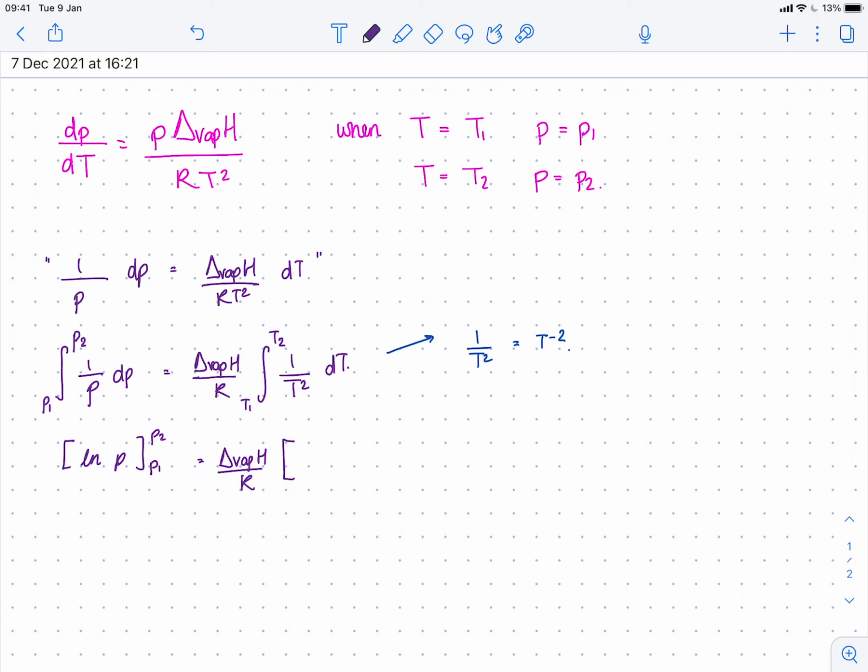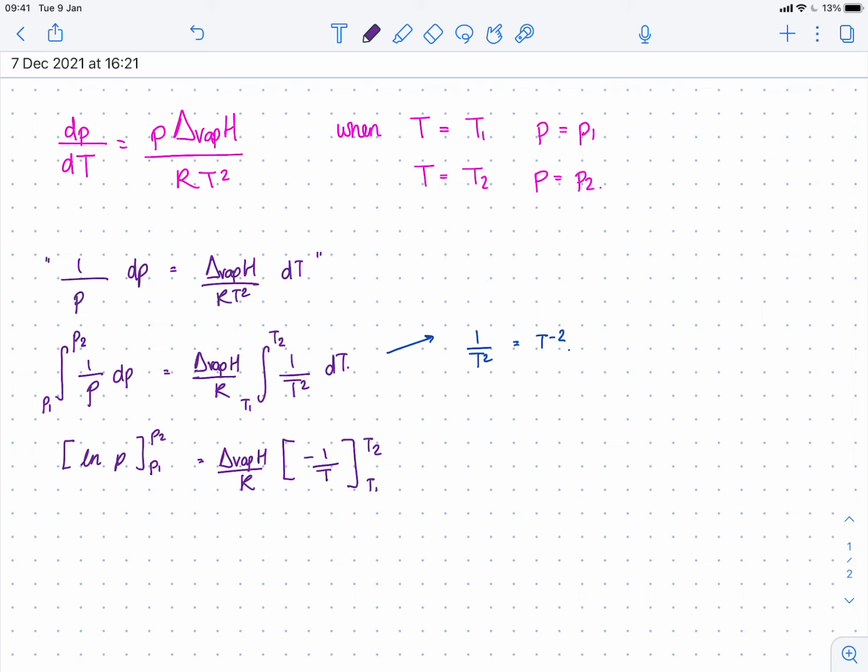And then I'm going to integrate 1 over t squared with respect to t, or t to the minus 2 with respect to t. So add 1 to the power becomes t to the minus 1 divided by the new power. So that's minus 1 over t between t1 and t2.